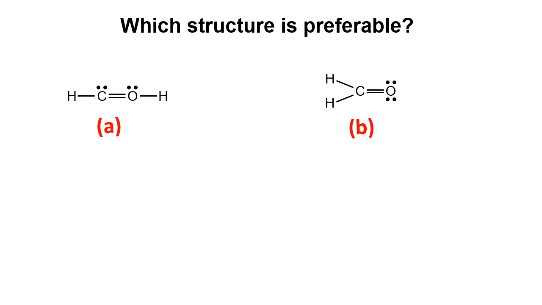Now we have two structures of formaldehyde, structure A and structure B. When we calculate formal charges for hydrogen, it is 0 in both structures. For carbon here, when we use the formula, it is -1, and for oxygen, when we use the formula, it is +1. Now in structure B, for carbon, the formal charge is 0 when we use the formula, and for oxygen, it is also 0. Now which structure should be preferable?